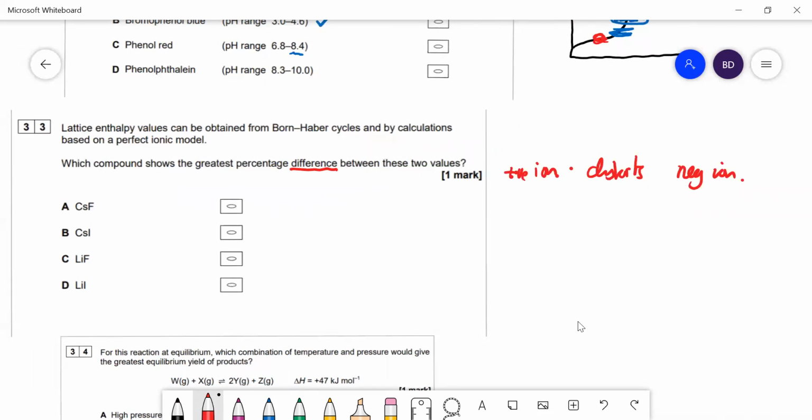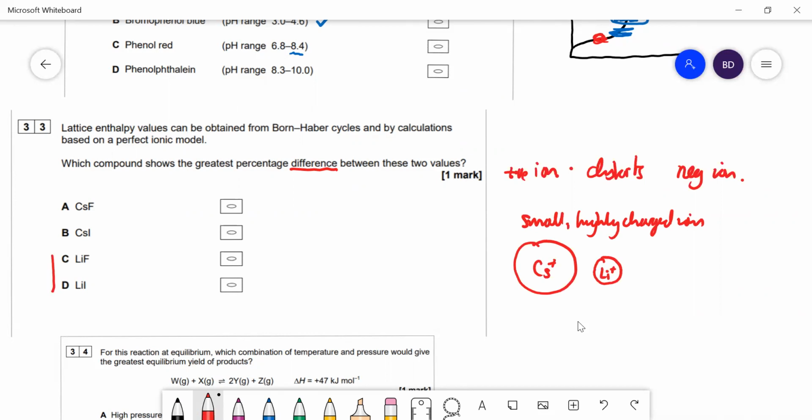Okay, so which kind of positive ions are best at distorting? You want small, highly charged positive ions to polarize. Cesium is bottom of group 1, so that's a really big 1 plus. Lithium is the smallest one in group 1, that's going to be the highest charge density. So it's got to be one of the lithium ones.